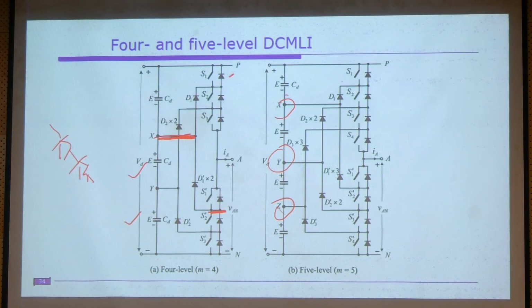This is one of the things you need to keep in mind when you are designing a diode clamped inverter. If it is a diode, you are supposed to connect two diodes in series, or we need to connect a double rating diode. The same thing here also, you can see this one, right?